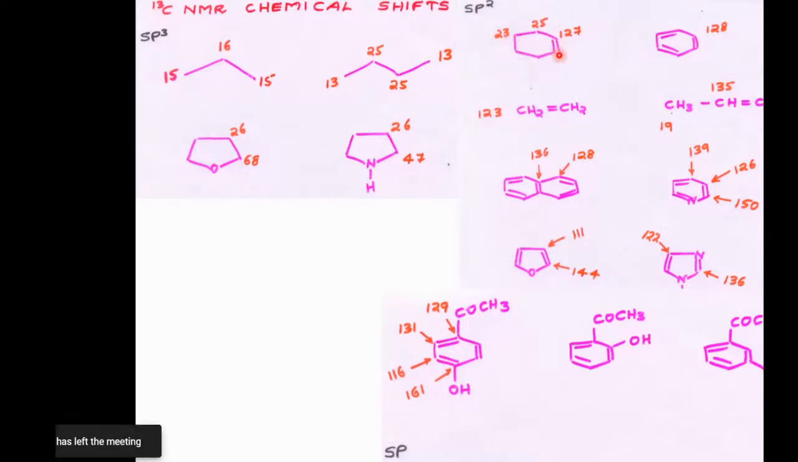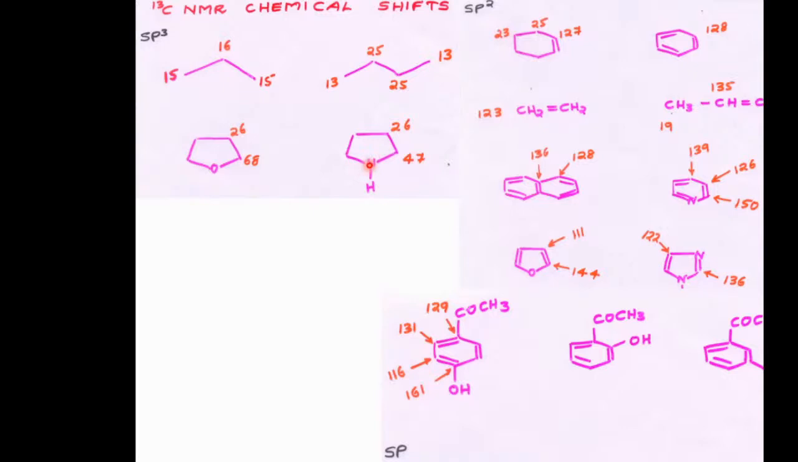Here, olefinic range is about 120 to 160, and this comes at 127. Allylic carbon, slightly deshielded compared to the other methylene. Aromatic carbon, 128. Olefinic carbons, depending upon the number of protons attached, whether it is internal or terminal, chemical shift varies, 115, 135. Methyl, it appears highly shielded, 19. Ethylenic carbons appear in this range, 120 to 140. In other alicyclic compounds, if there is an electronegative atom attached, it's about 68, here only 26.